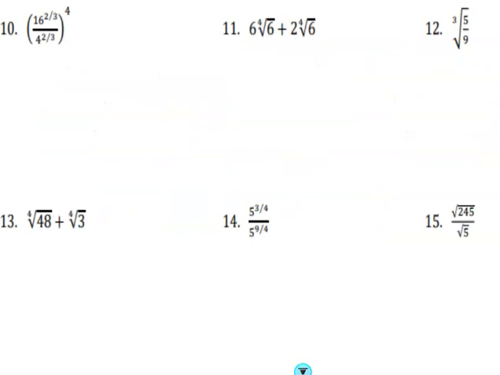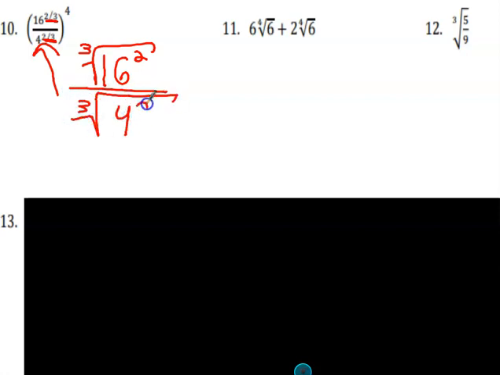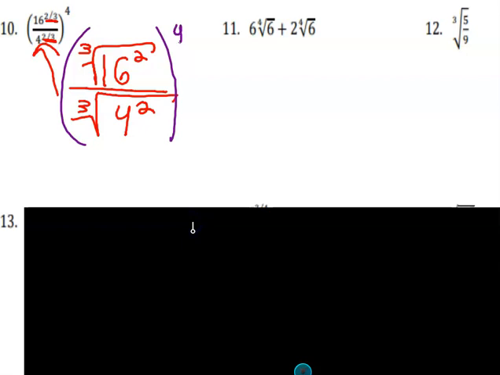All right, number 10, 11, and 12. Okay, so number 10. This is a lot to look at, okay? So what I notice is that I'm going to see if they have the same info in there. So what I could do is I could do 16 squared and then cube root of that over the cube root of 4 squared. Okay? They have the same radical. Now remember, it's all to the 4th power. So number 10 is pretty intense. Okay. So now I'm going to put them under the same radical.